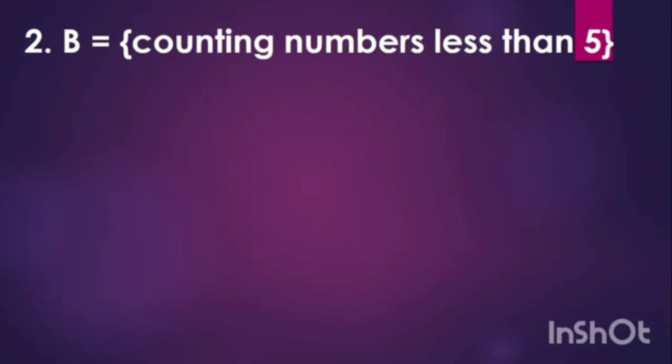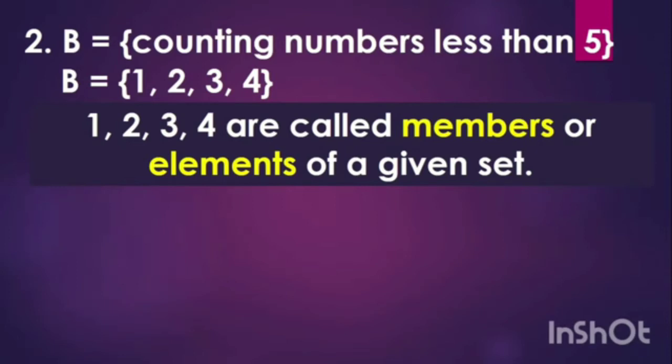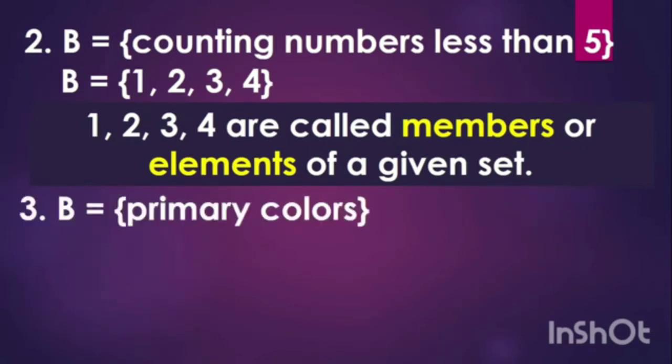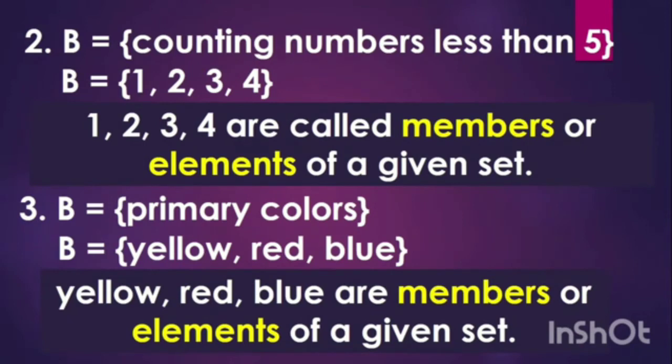So, ano-ano yung mga counting numbers na mas mababa sa 5? So, we have 1, 2, 3, 4. Okay. So, itong 1, 2, 3, 4 ang tinatawag nating elements ng counting numbers less than 5. Next. Set B is a set of primary colors. So, ano-ano ba yung mga primary colors? We have yellow, red, blue. So, itong yellow, red, and blue are the elements of set B, which is the set of primary colors.